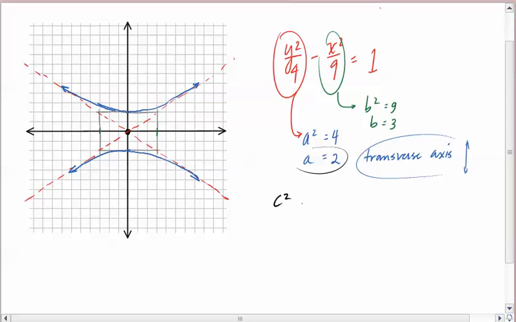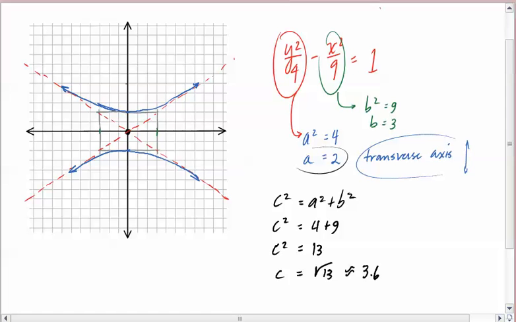So we have c squared is equal to a squared plus b squared. On subsequent videos, I'm going to show you how to do it when the center of the hyperbola is off the origin. But okay, we have c squared equals 4 plus 9, so c squared is 13, and c is the square root of 13, which is roughly 3.6. Okay, so let's take a look.